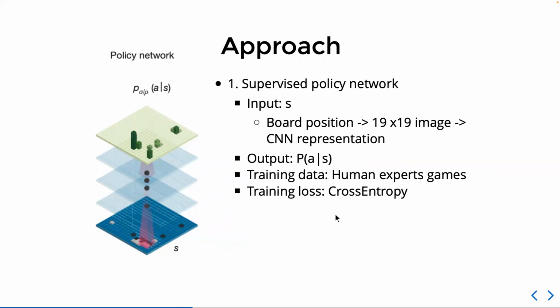So here comes the approach part. The first stage is to train a supervised learning policy network. The input is the state. State is the board position. They encode the board position as a 19 by 19 image and feed it into a simple CNN to get a representation feature map. The feature map is 19 times 19 times 48. The output is a softmax vector of actions given that state. Training data are the human expert games, and the training loss is the classification loss.